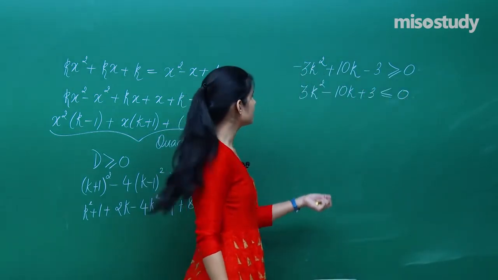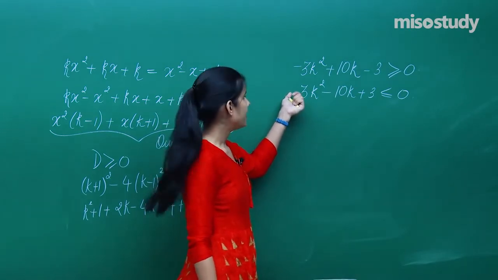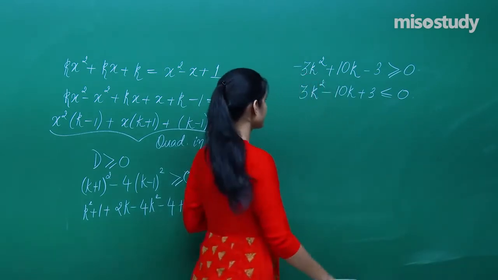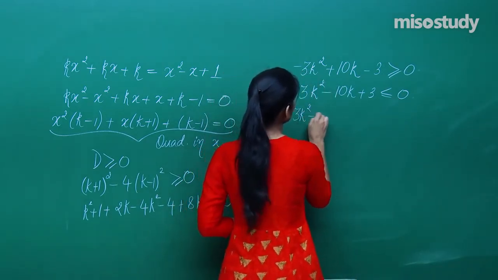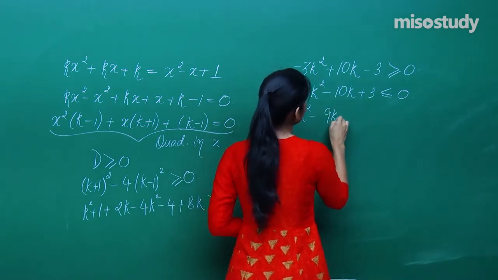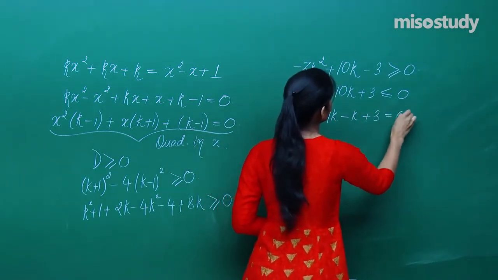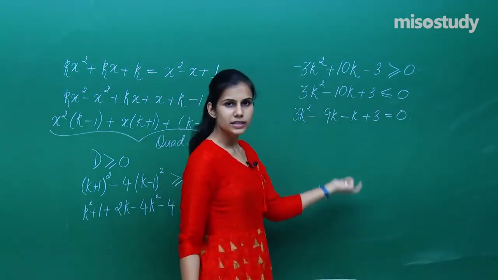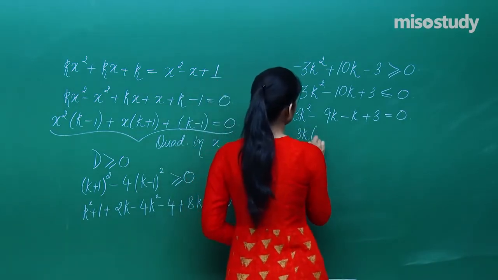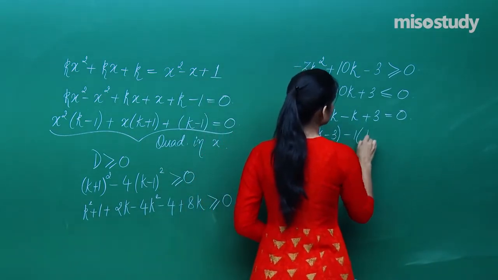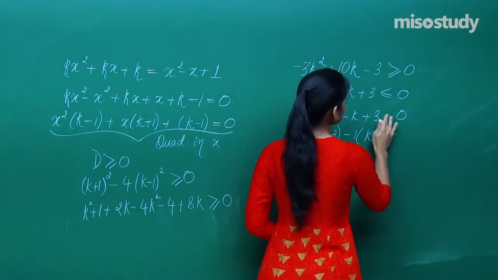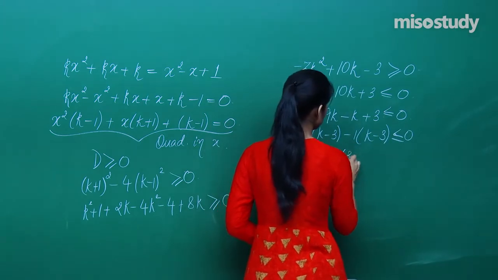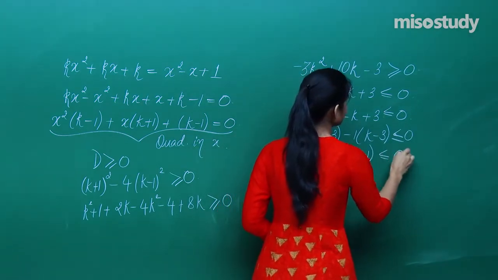I can write it like this because minus sign I took out common and then I got rid of that minus sign. So therefore the inequality basically changed. This can be written as 3k square minus 9k minus k plus 3, because minus 9 minus 1 is minus 10 and minus 9 into minus 1 is 9. So 3k comes out common, you're left with k minus 3 minus 1 k minus 3. This is less than or equal to 0. So you basically get k minus 3, 3k minus 1 is less than or equal to 0.